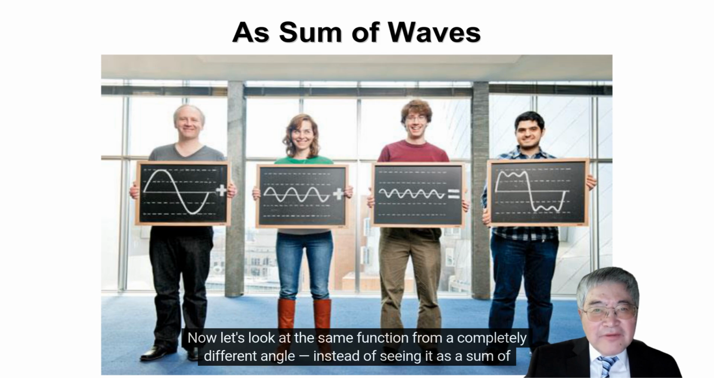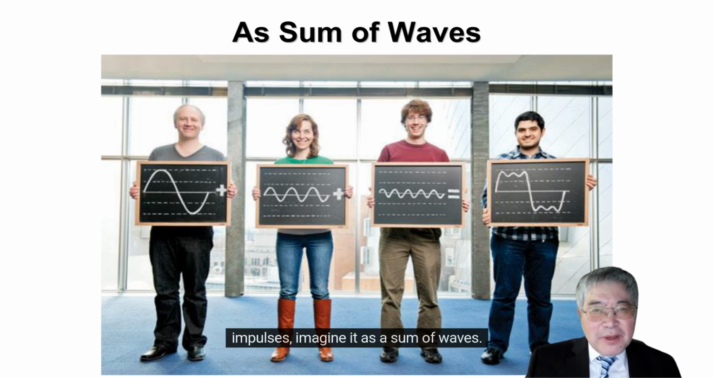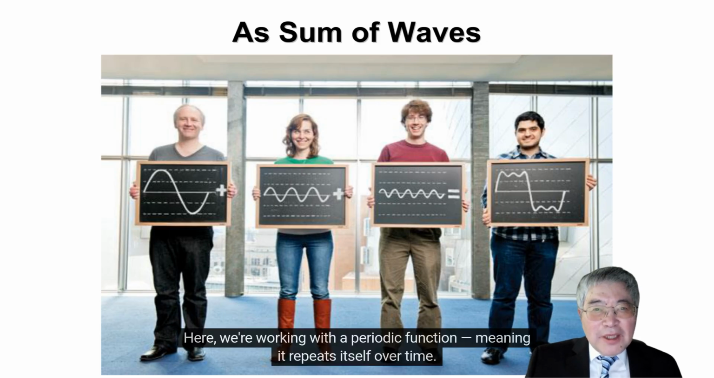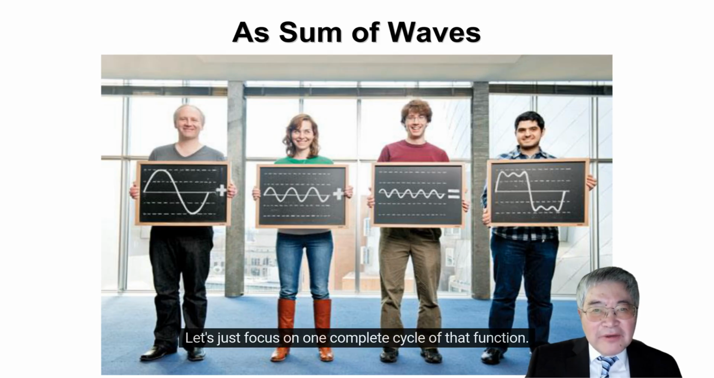Now let's look at the same function from a completely different angle. Instead of seeing it as a sum of impulses, imagine it as a sum of waves. Here we're working with a periodic function, meaning it repeats itself over time. Let's just focus on one complete cycle of that function. The rest are just copies.